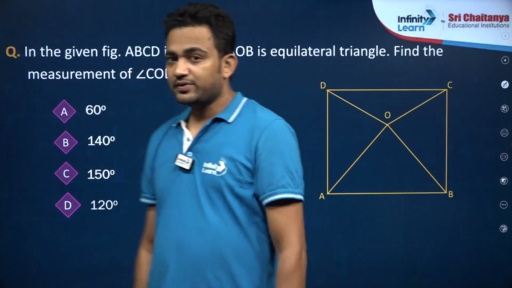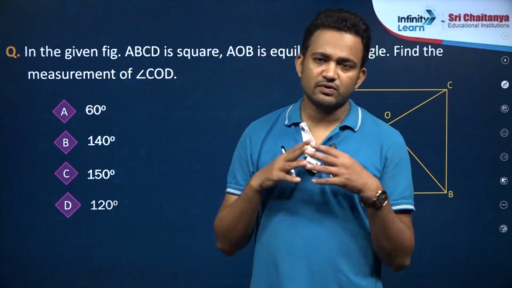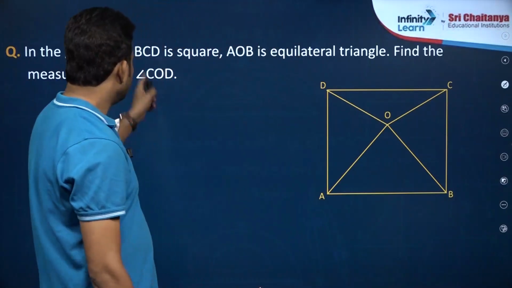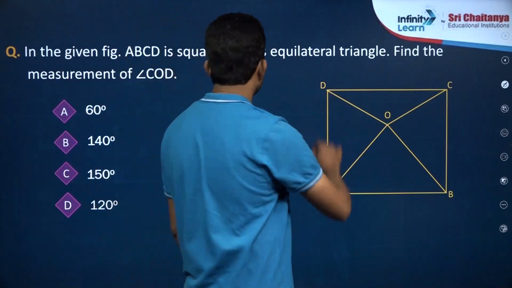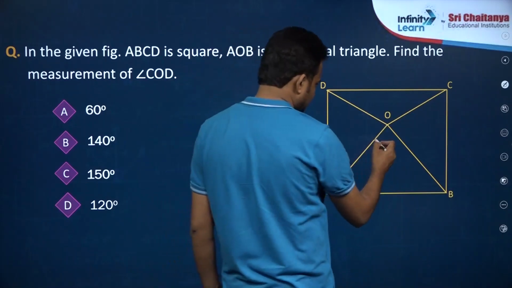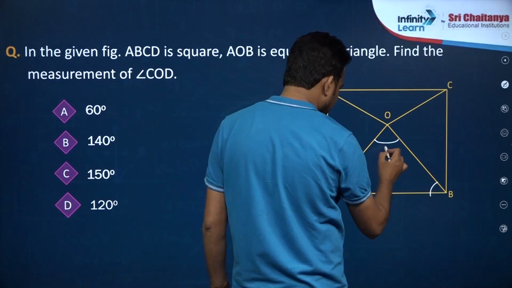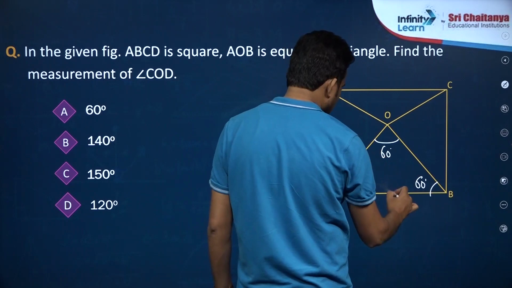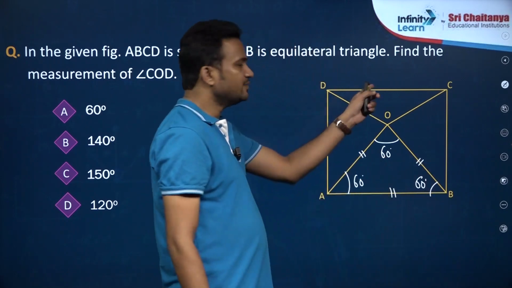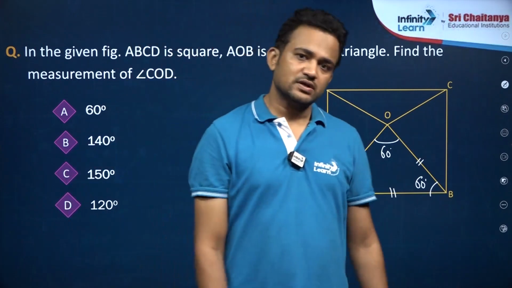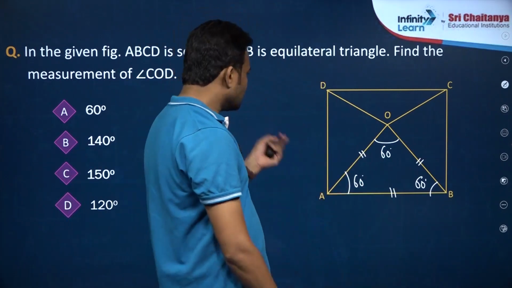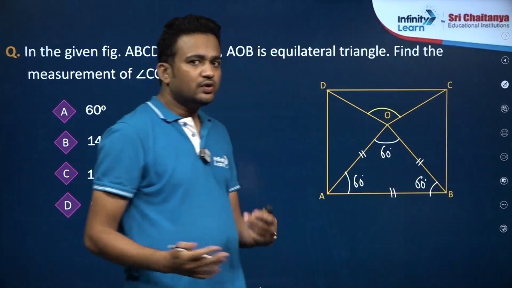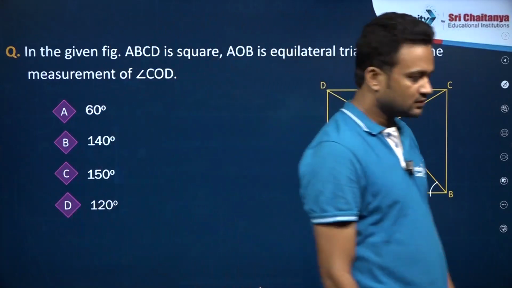So guys, this is a very important question, and this question was already asked in the Olympiads also. So please read the question first. In the given figure, ABCD is a square. AOB is an equilateral triangle. We know that the measurement of each angle is 60 degrees in an equilateral triangle and all sides are also equal. And since ABCD is a square, the vertex angle of a square is 90 degrees. Use these two concepts and just try to find the value of COD.